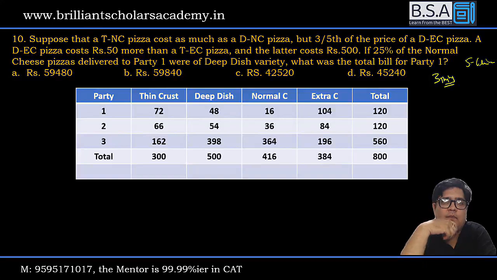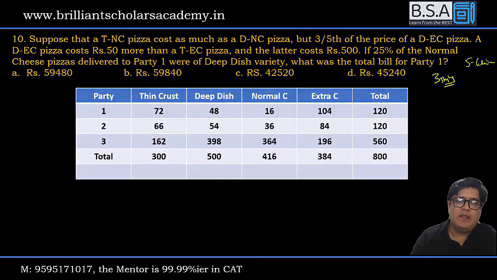Let me start. Suppose that thin crust normal cheese pizza costs as much as deep dish normal cheese. The price of both in normal cheese is equal, but 3/5 of the price of deep dish extra cheese. So I am writing it here, small, on the side. Thin crust normal cheese is the same as deep dish normal cheese, but their price is 3/5 of deep dish extra cheese. This is written here.